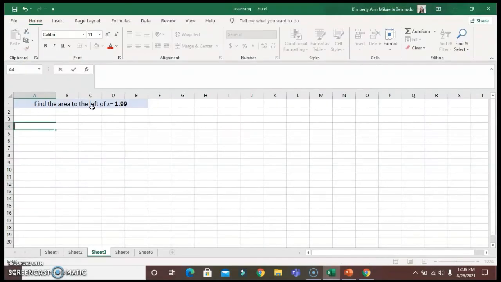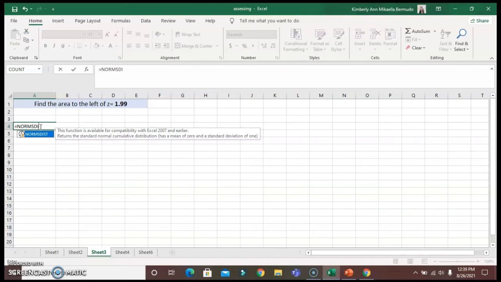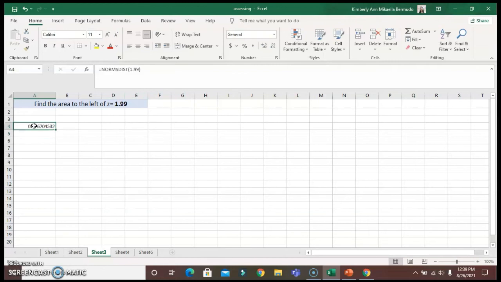Then, we will find the area to the left of z equals 1.99. Type equals, then NORM.S.DIST, then in parentheses the given z-value, 1.99, then enter. So it is the same as what we compute using table E in Appendix C.